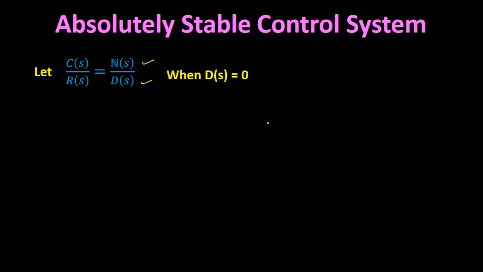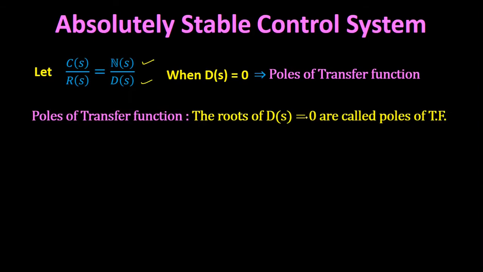Now let us see how to find out the poles from a closed loop transfer function. Let the closed loop transfer function C(s)/R(s) be equal to N(s)/D(s), where N(s) is the numerator of the transfer function and D(s) is the denominator of the transfer function. So to find out the closed loop poles, when we put this denominator D(s) equal to 0, then the roots will be the poles of the transfer function. Therefore, the poles of the transfer function are the roots of the denominator polynomial when equated to 0.